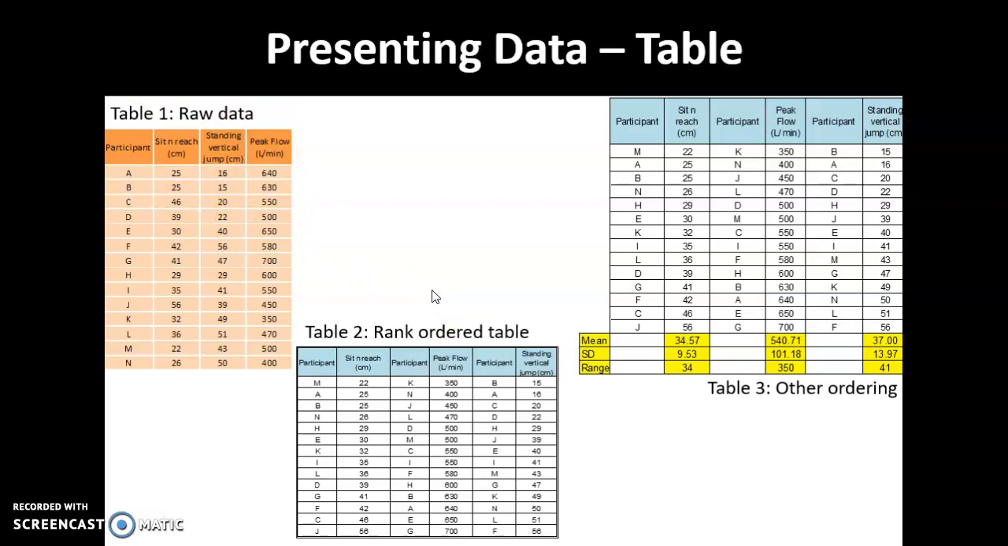The second table is my rank order table. In this, I have had to move around the participants because the lowest sit and reach score was 22. If you look at participant M for the sit and reach, their score was 22, which was the lowest. However, their score for the peak flow was 500. This is not the lowest score. So you have to move around the table, but it is still able to be interpreted as there is a column for the participants on each side.